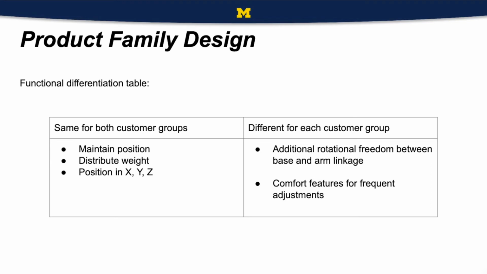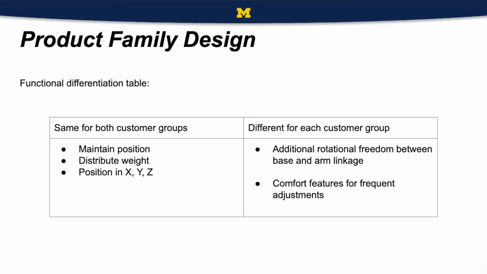The first step in our product family design is to create a functional differentiation table. This table takes the leaves of our FAST, or our functives, and separates them into two groups, those that are the same between the customer groups and functives that are different between the customer groups. Functives that we've chosen to be the same include maintaining position, distributing weight, and positioning in the X, Y, and Z direction. Functives that we've chosen to be different include an additional degree of rotation between the base and the arms linkage, as well as comfort features for those who will adjust the lamp frequently.